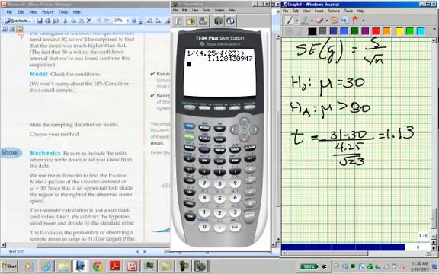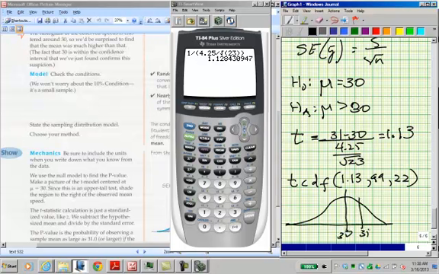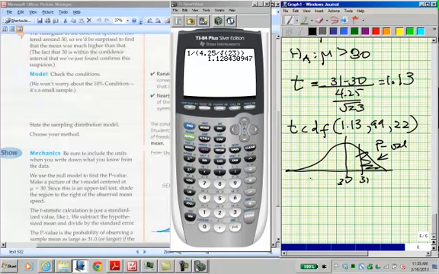Now, we want to do a t-CDF. Now we're going to put in the left-hand number 1.13, comma the right-hand number 99, and what we have to put in now is the degrees of freedom. It's another parameter here. Now let's draw ourselves a picture. So here's 30, and here's 31, and we're trying to find the p-value here, which is the area right here. Okay, so now there's no way to do this except on the calculator.